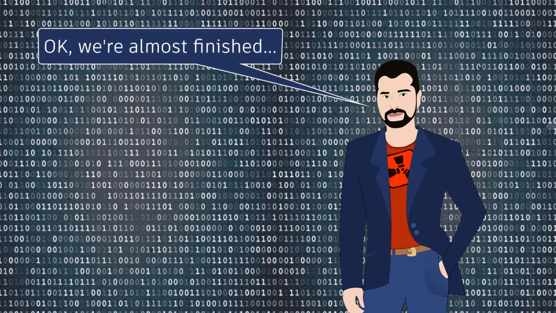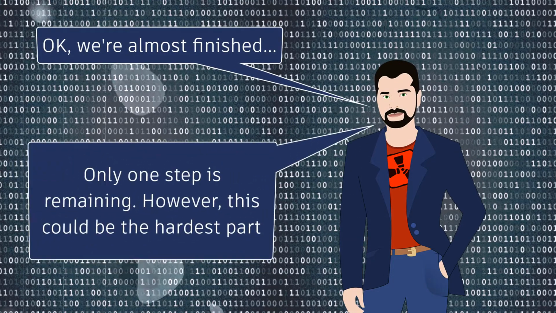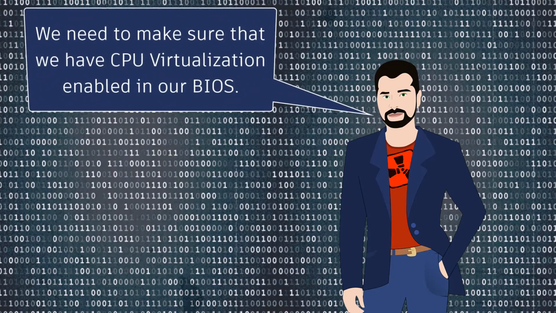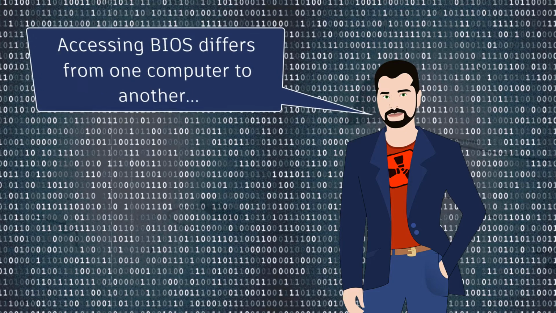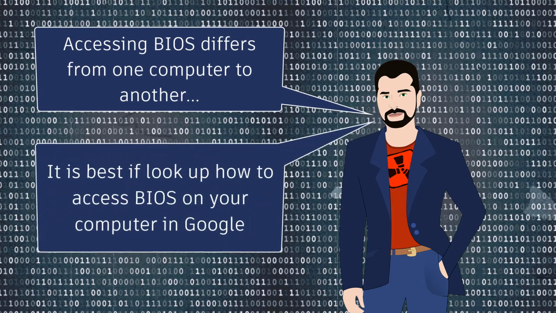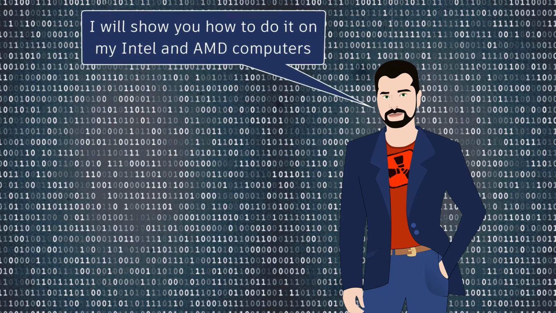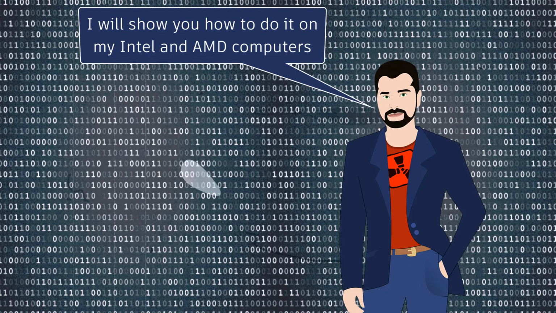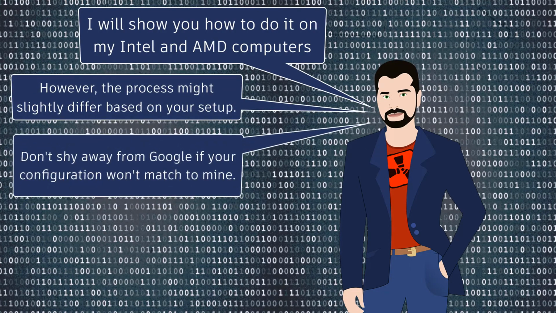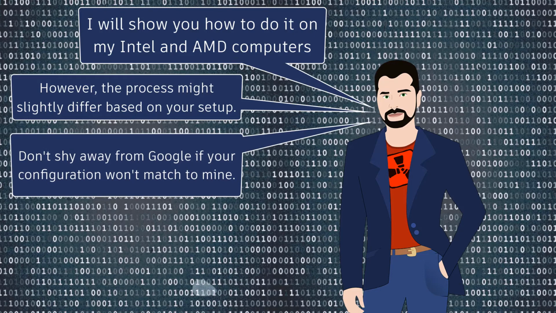Okay, we're almost finished. There's only one step remaining, but this step will be the hardest. You need to make sure that CPU virtualization is enabled in your BIOS. Accessing BIOS is very different from one computer to another. Your best bet would be to Google this part. I will show you how to do it on my Intel and AMD computers. However, your case might be slightly different, so don't shy away from Google if my instructions don't work for you.